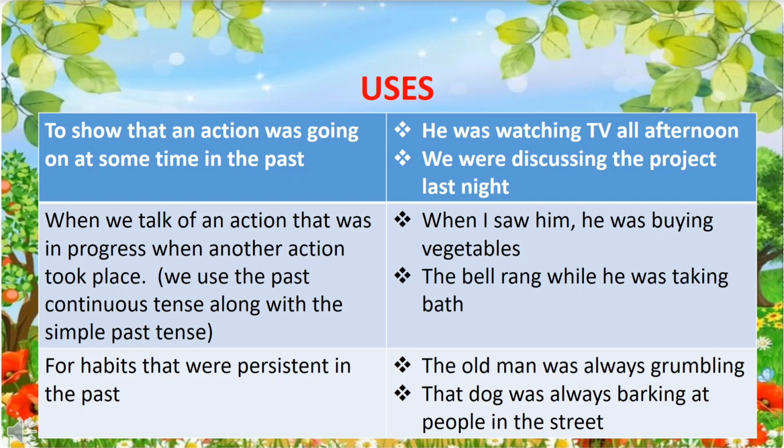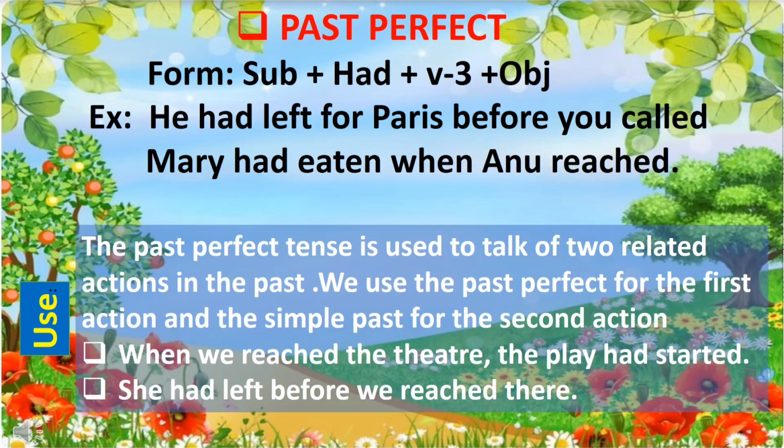For example, the old man was always grumbling. That dog was always barking at people in the street. These actions were mentioned about something that happened in the past, not about the present time. Our next topic is past perfect tense.